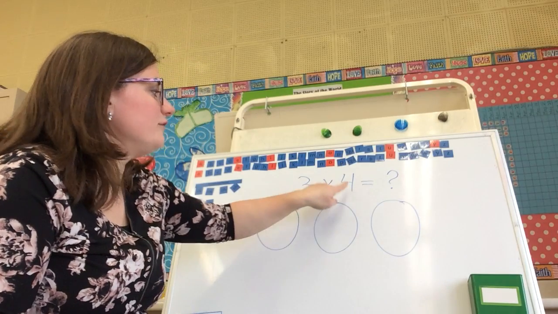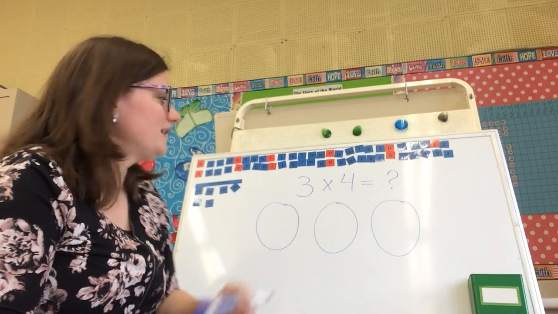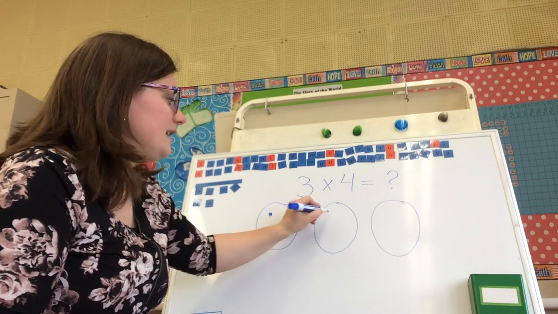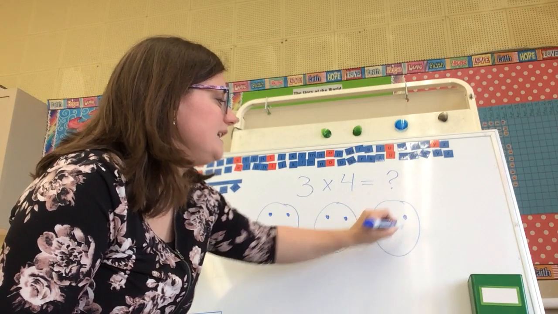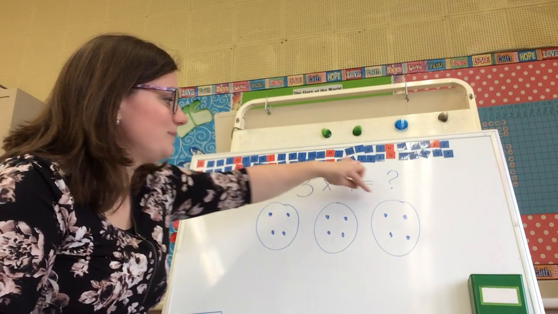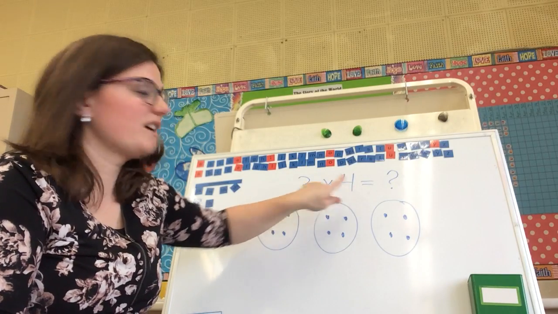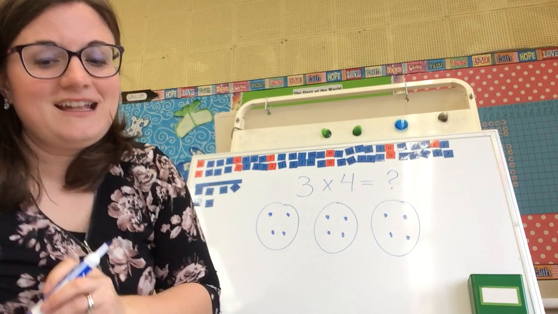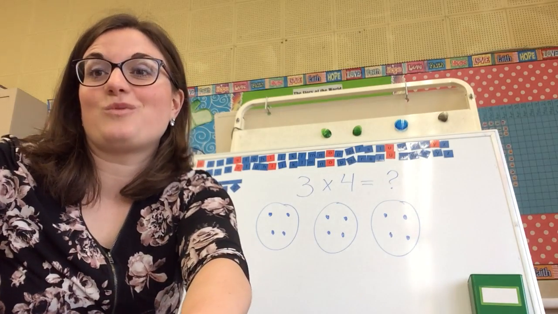Okay, and 4 is going to tell me how many go in each group. So I'm going to do dots. So there are 4 dots in each of the groups. So this is a picture of what 3 times 4 looks like. There's 3 groups. So I make 3 groups as the first number. The next number is 4, and that tells me how many are in each group. Okay? And that is exactly what you are going to do today in your workbook.